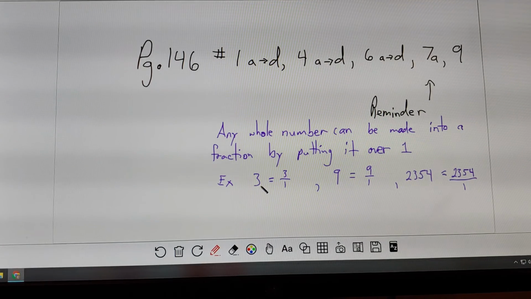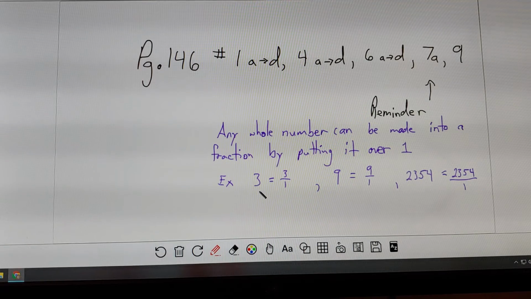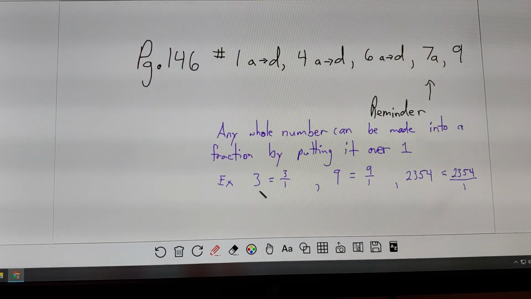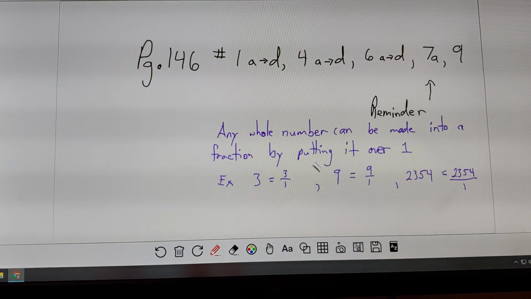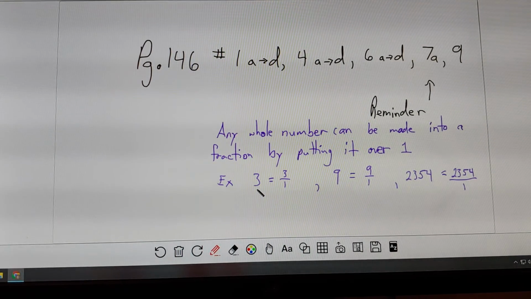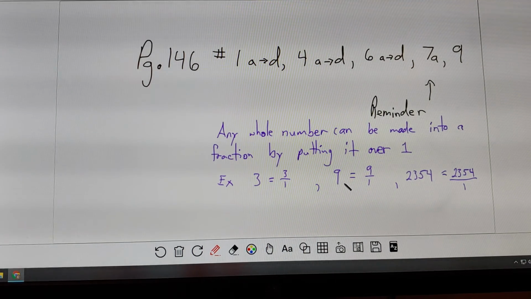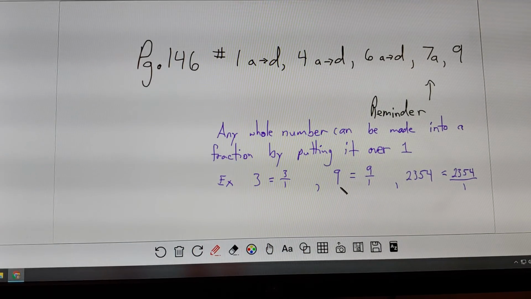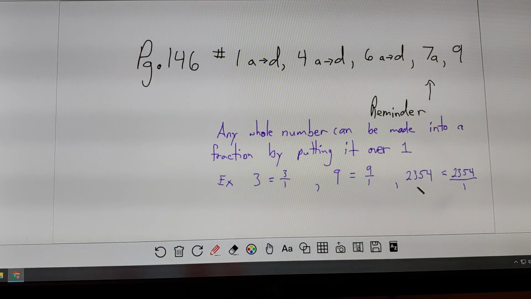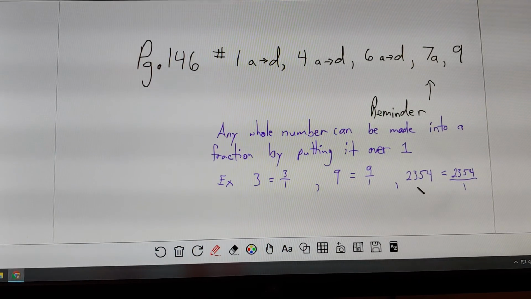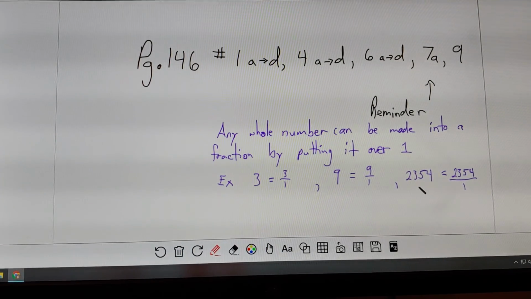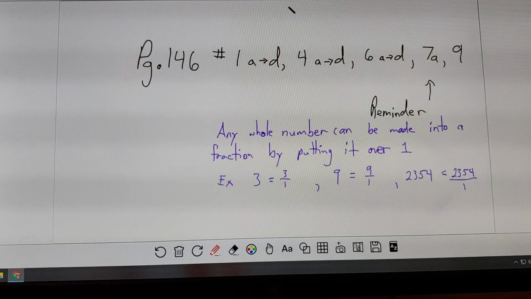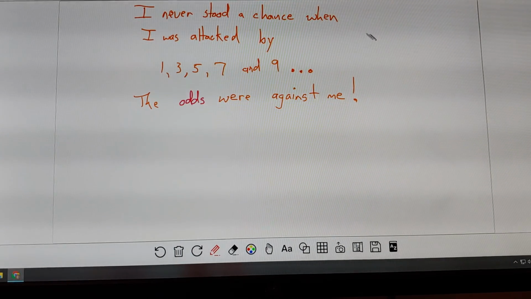For 7a, you're going to see whole numbers starting off like, for example, 3 subtract 1/4. To do that, we need to put, as you see here, the whole number into a fraction by putting it over 1. So 3 can be made into a fraction by putting it as 3/1. 9 can be 9/1. And 2,354 can be put into a fraction by putting it as 2,354/1.